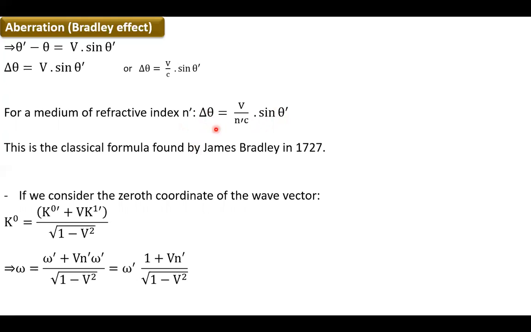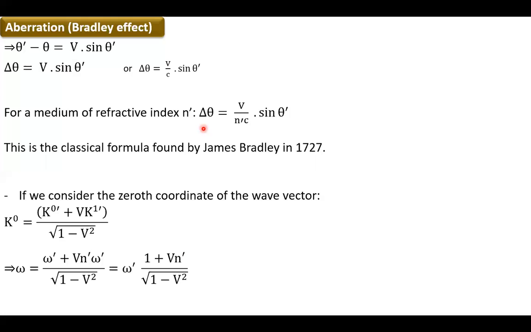We found it using 4 vectors. James Bradley found it using Newtonian mechanics. But you get the same result because it is an approximation of the relativistic formula in the Newtonian case at very low velocity.